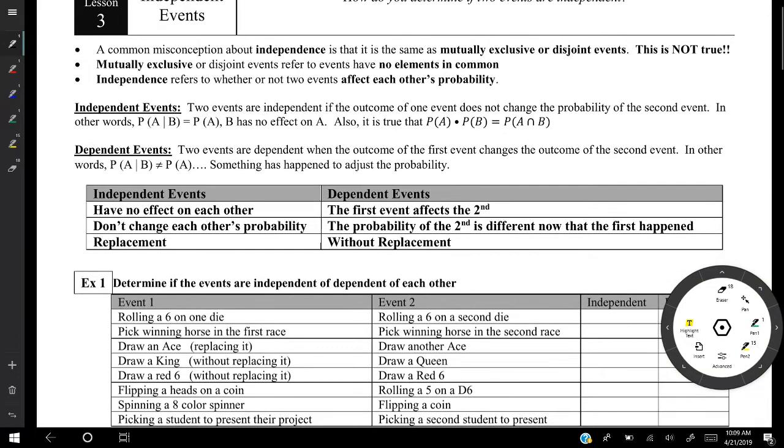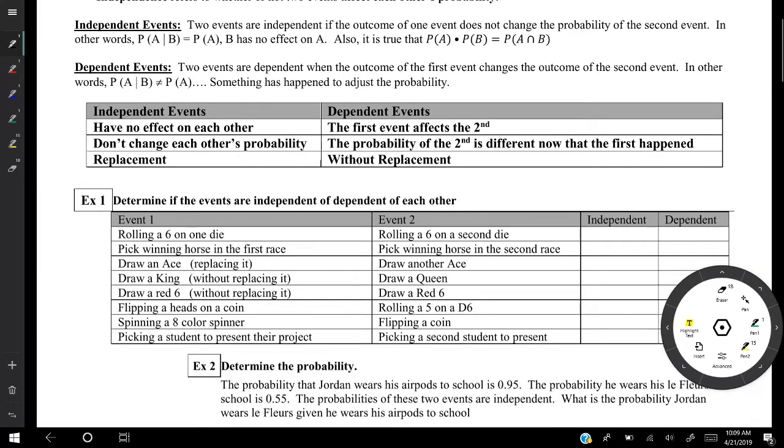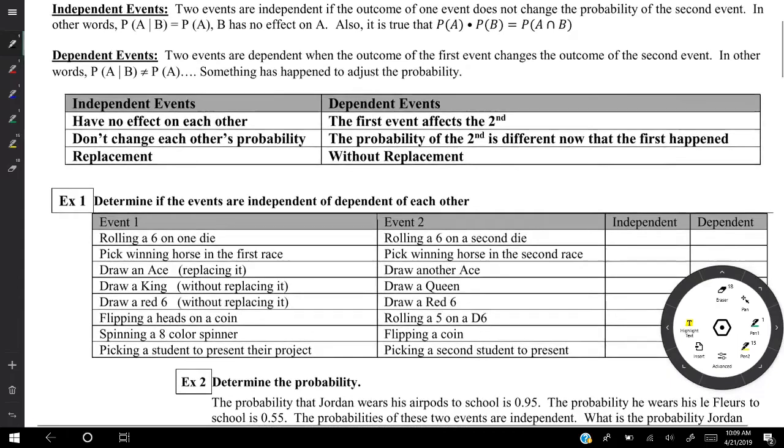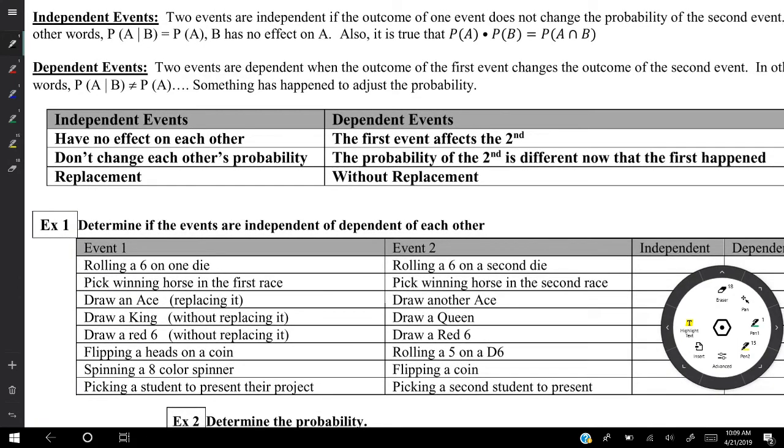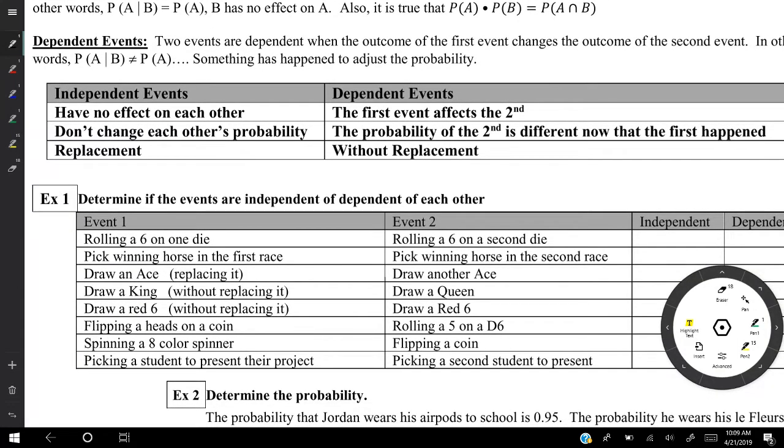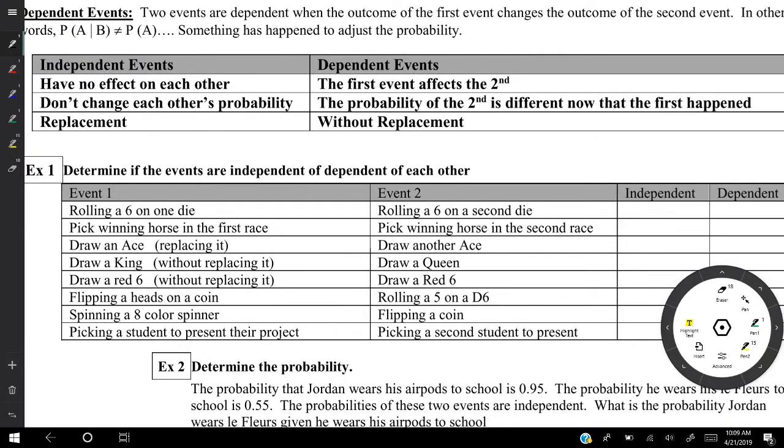Let's look at the examples. I'm going to skip these little blurbs about independent and dependent real quick. Let's just look at the difference between them. Independent versus dependent. Independent events have no effects on each other. Dependent events do have an effect. Independent events don't change one another's probability. With dependent events, the first event is going to change the probability of the second one.